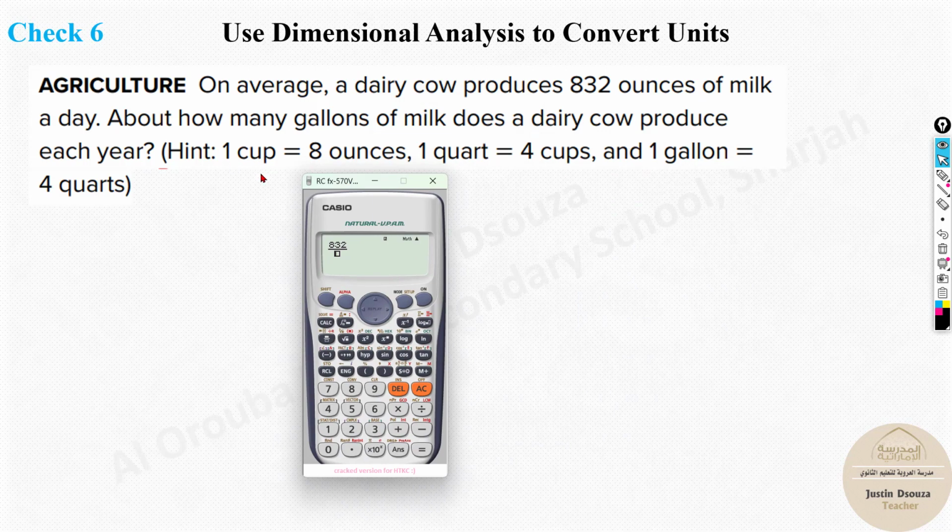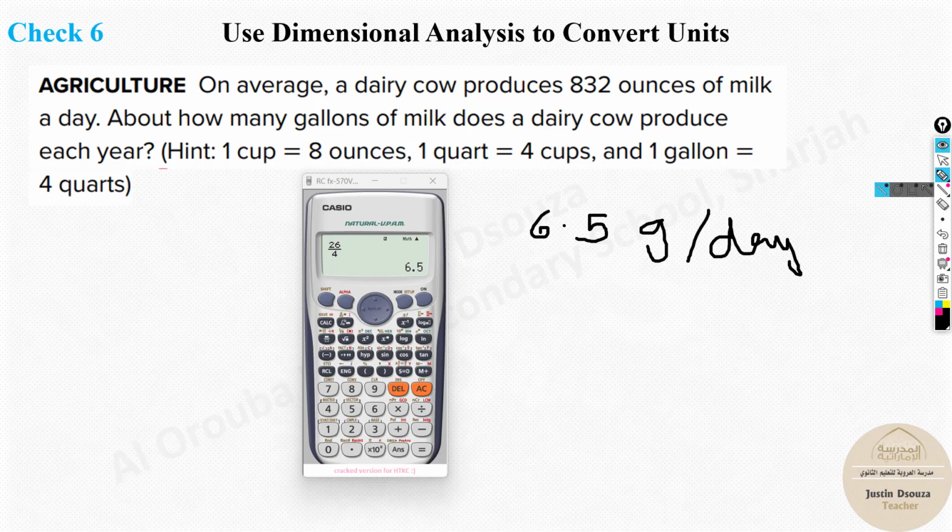So now 832 ounces divided by 8, to get cups. What is the answer? 104. Now 104 divided by 4, so we get from cups to quarts. Now we have 26 quarts. Now 26 quarts divided by 4 will give you gallons, because 1 gallon is 4 quarts. Now the answer is 6.5 gallons. This is for each day, you're gonna get 6.5 gallons per day. Okay, this is fine. So one dairy cow will produce 6.5 gallons of milk per day.